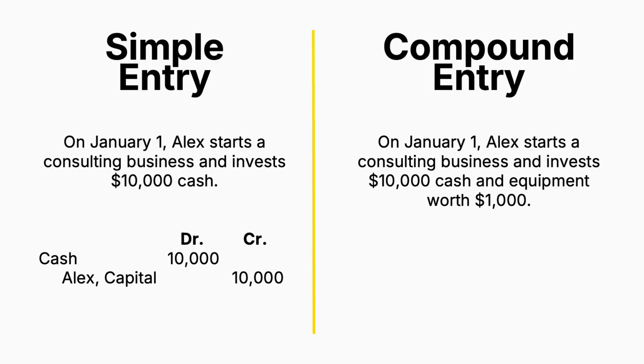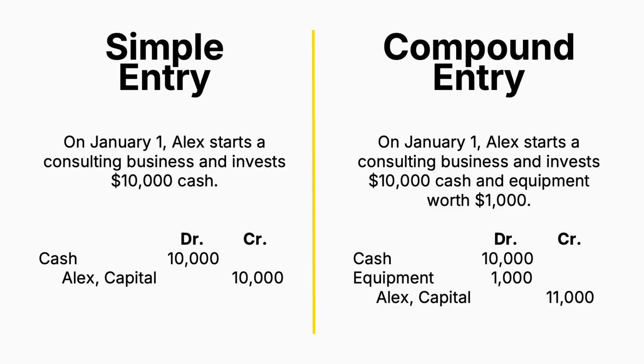So instead of writing two separate journal entries for cash and equipment, we combine them into one structured entry. Here's how our entry would look: debit cash for $10,000, debit equipment for $1,000, credit Alex capital for $11,000. And that's exactly what we mean when we say compound journal entry. One transaction, multiple accounts, same balancing rule. If this makes sense, you already understand the core idea. The rest is just practice and recognizing patterns.